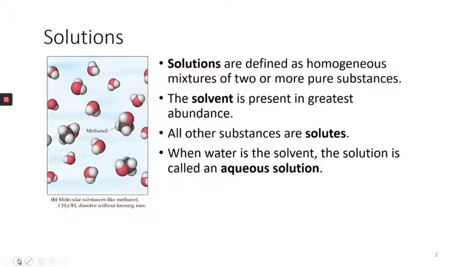So the first thing we need to talk about is what is a solution. This should be a review back from your honors chem days. A solution is defined as a homogeneous mixture of two or more pure substances. And there's two parts of a solution. There's the solvent, which is present in the greatest amount, and the solute, which is the stuff you're dissolving. When water is the solvent, your solutions are a special type of solution. They're called aqueous solutions, aqueous meaning water.